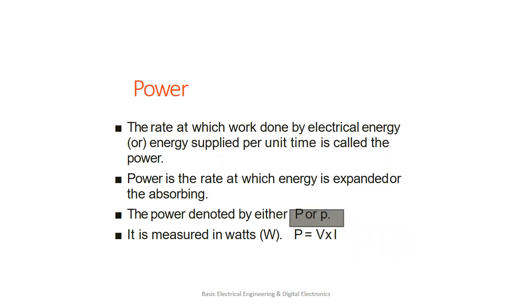Then the next parameter is power. Power is the rate at which work is done by electrical energy, or energy supplied per unit time, is called the power. Power is the rate at which energy is expended or absorbed. The power is denoted by either capital P or small p. It is measured in watts. So P is equal to V into I.